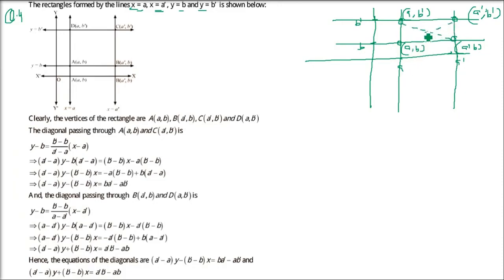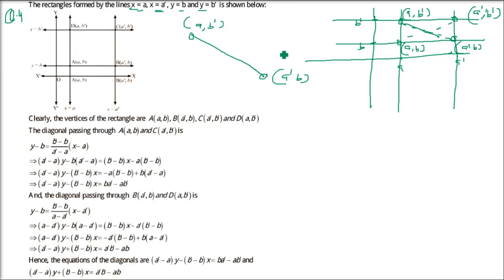Now we have to find the equation of this line and this line. These are actually the diagonals of the rectangle. So let us find the equation of one of these diagonals, and I hope you'll be able to do the second one. I'll just pick this diagonal, put it here to show you that this is AB' and the lower one is A'B, and we are going to find the equation of this line.